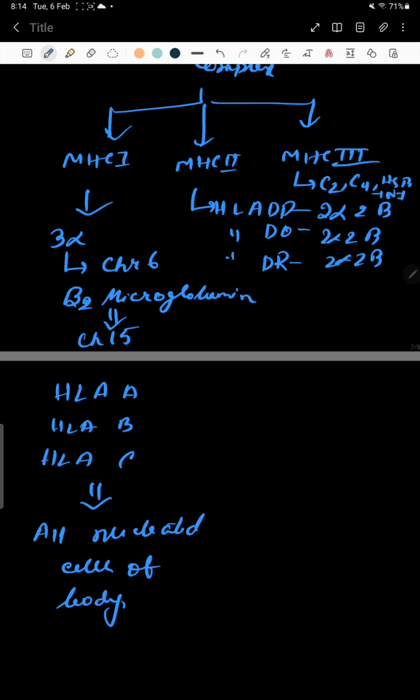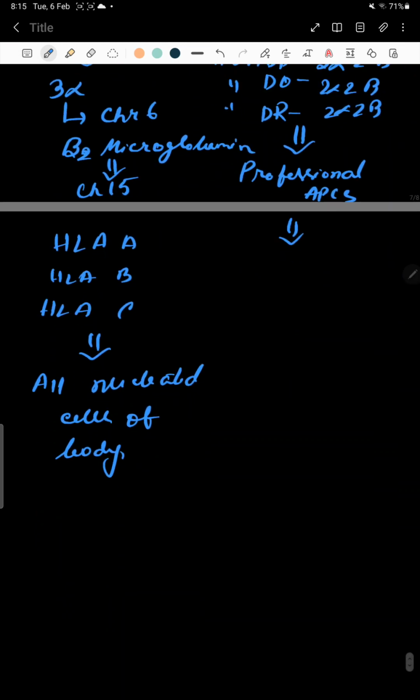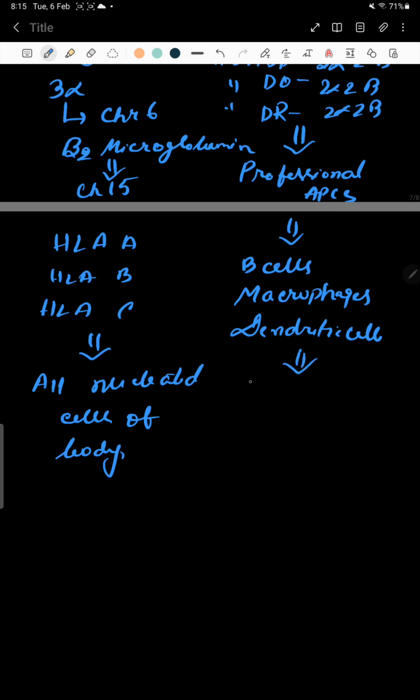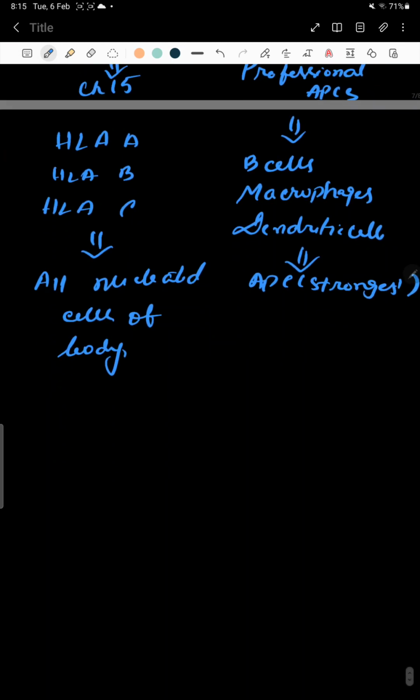Now MHC2 is present in professional APCs. Now what is APC? APC is the antigen presenting cell. I will discuss it. What are the professional APCs of our body? They are basically B cells, macrophages, and dendritic cells. Dendritic cell is the strongest APC in our body.